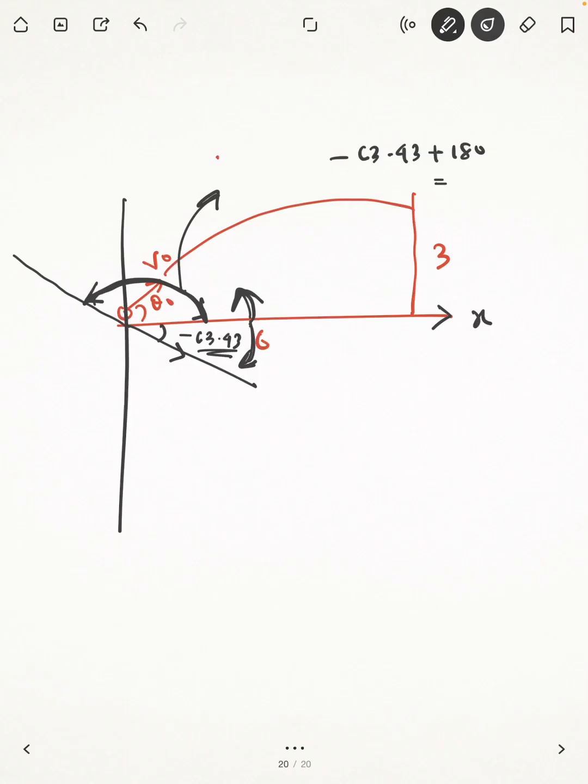-63.43 plus 180, and you're going to end up with, what does it come? -63.43 plus 180. It comes as 116.5 degree. Okay, so will that be your angle? No, that cannot be your angle. No, sorry, I have made a mistake. Forget about it.